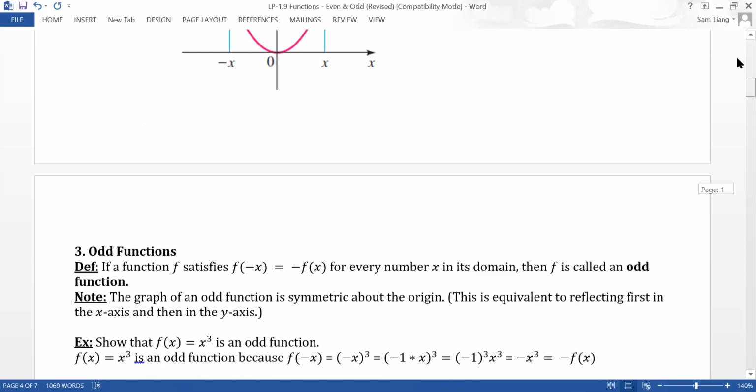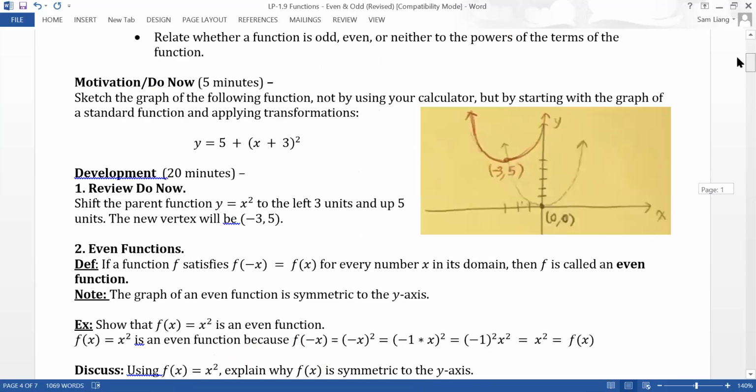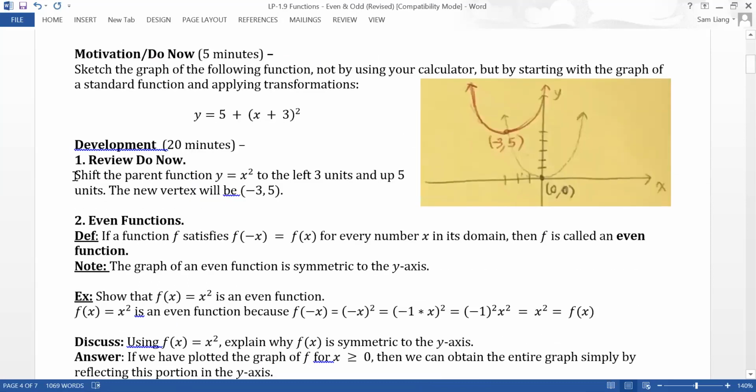All right, here we are. So here's the answer. Shift the parent function y equals x squared. As you remember from the last lesson, it's going to be left 3 units. So plus 3 is the left, actually. It's counterintuitive. Horizontal transformations are counterintuitive. Vertical transformations are intuitive. So vertical is what you think it is.